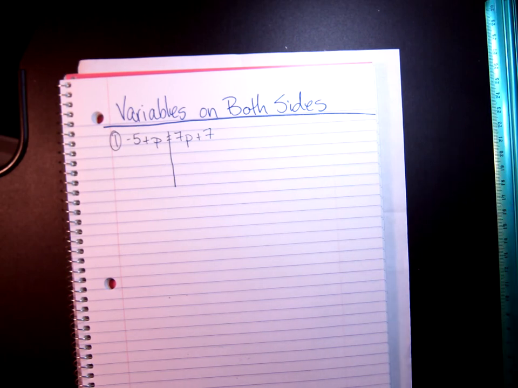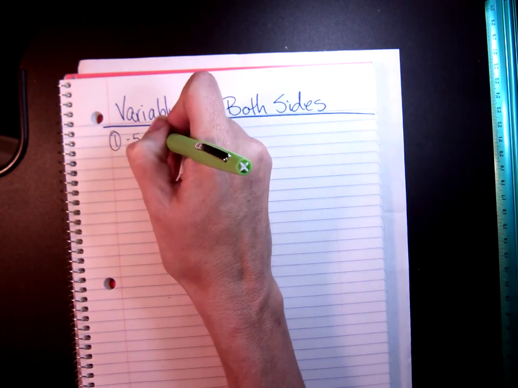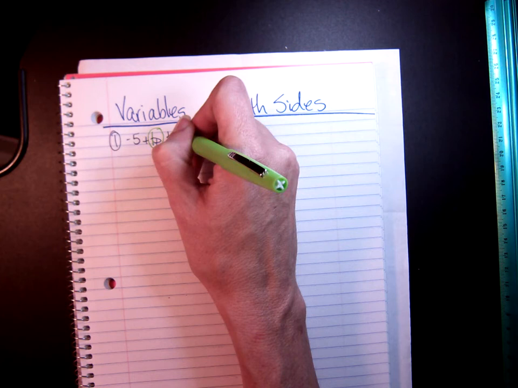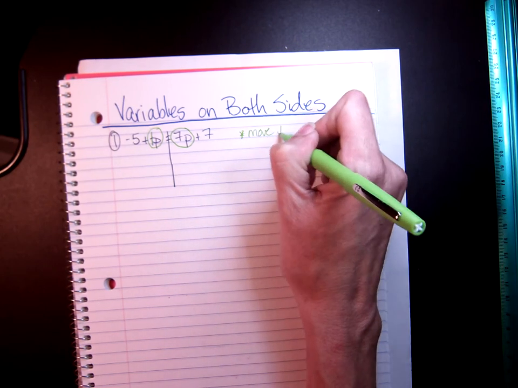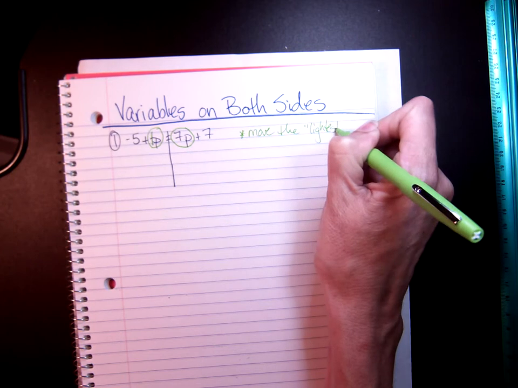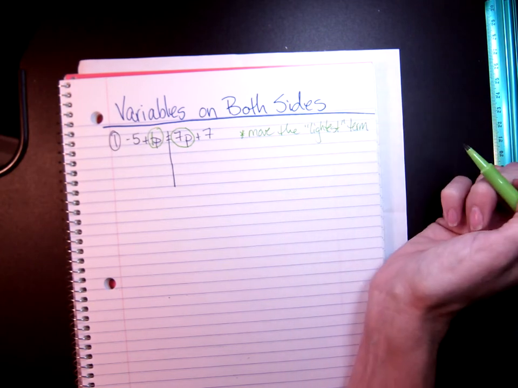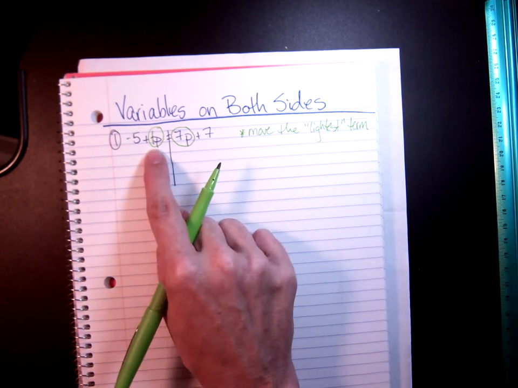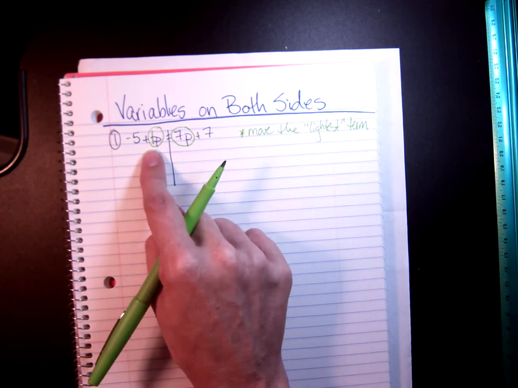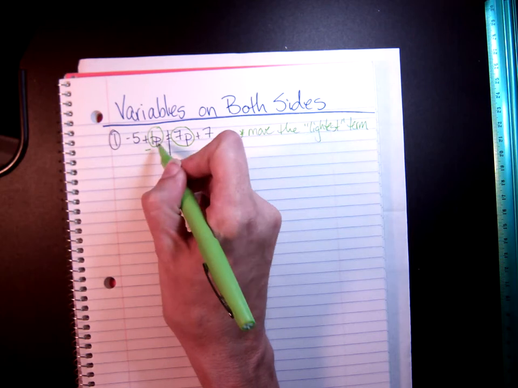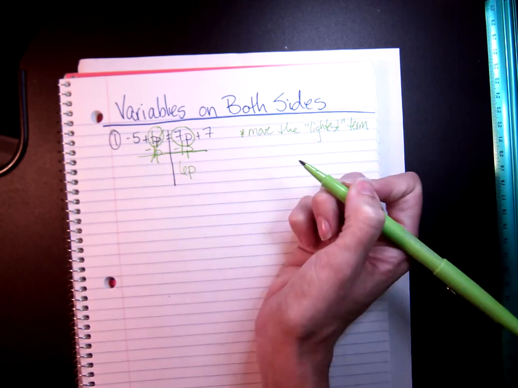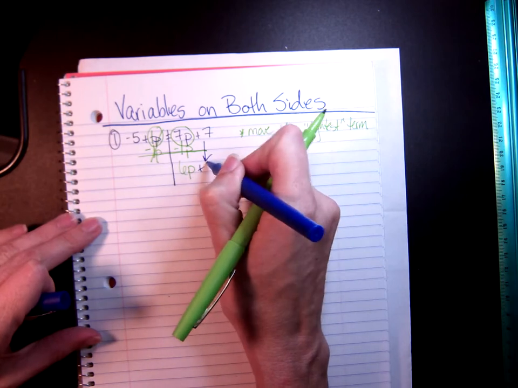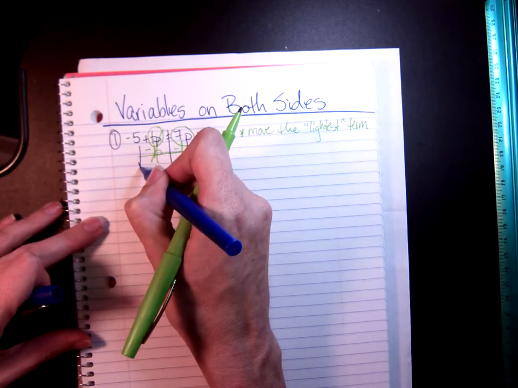And so here's where that third step comes in: gather all the variables onto the same side. So I have this 1p on the left and 7p on the right. One thing that can be helpful is to think: move the lightest term. Which one would be easier to pick up? Well, 1 would weigh less than 7, so that's the one we're going to move. Since I'm taking it away from this side, we're going to subtract 1p minus 1p, and that leaves me 6p. The plus 7 comes straight down. This is still equals, and this -5 just comes down.